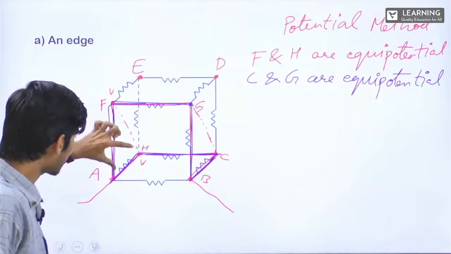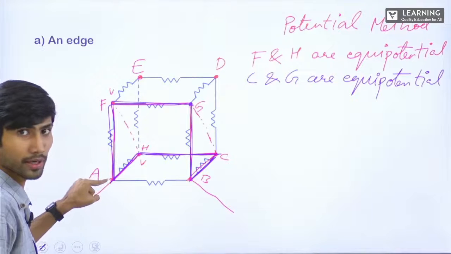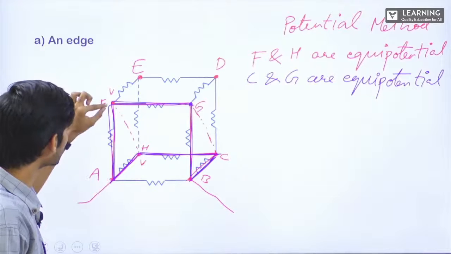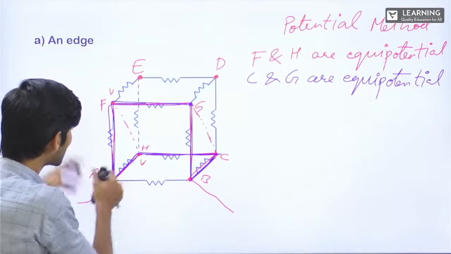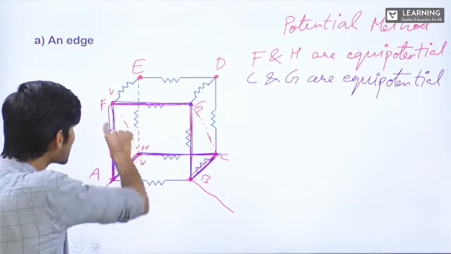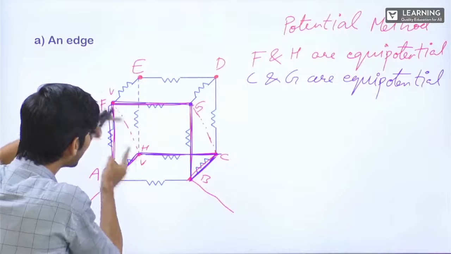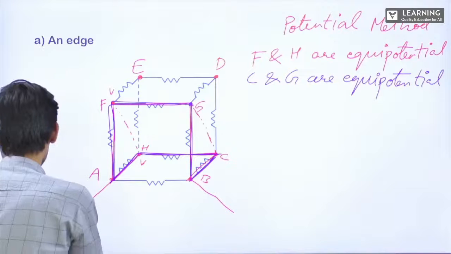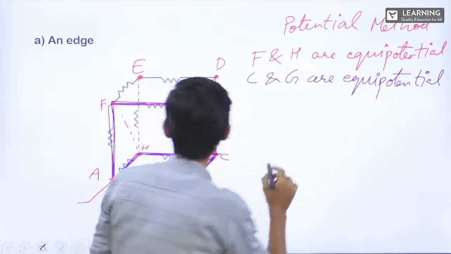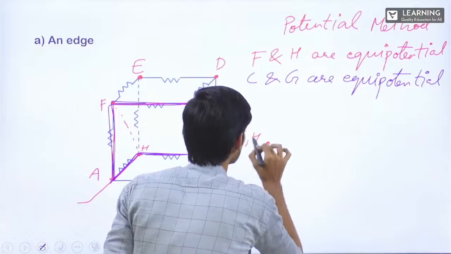For this resistor, one side is at point A and the other side is at V. For this resistor, this side is at point A and this side is at V. So basically the voltage drop across this and across this is the same. That means these two resistors are parallel. So what I'm trying to explain is I can join F and H together because they are equipotential points. So now, joining F and H together, F comma H, what will happen?